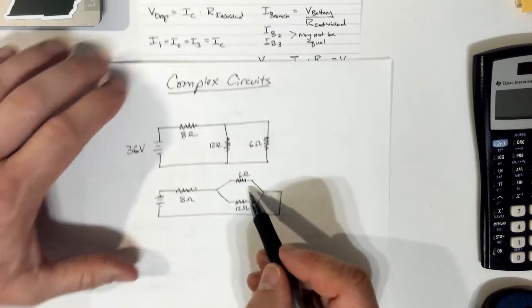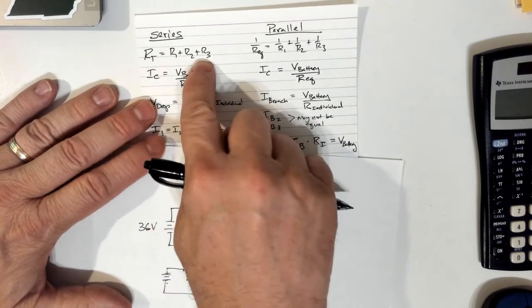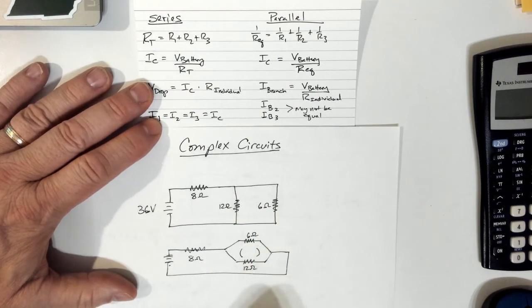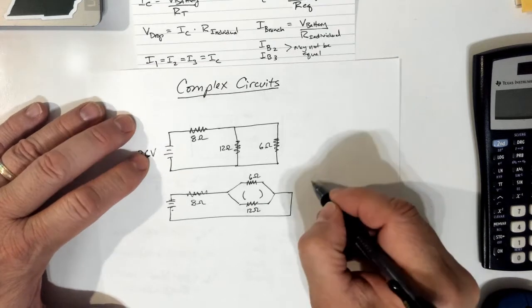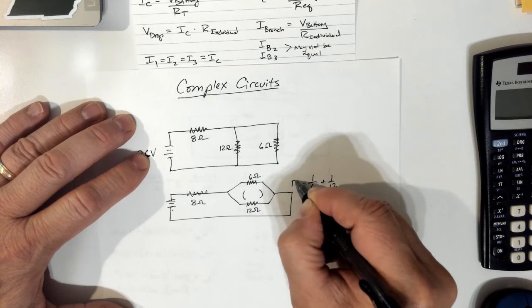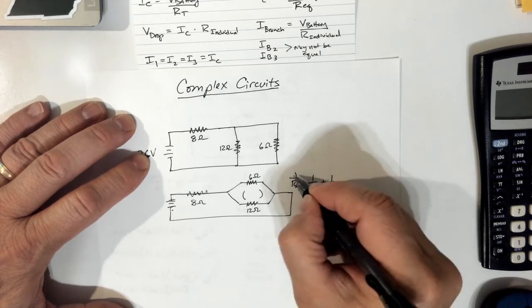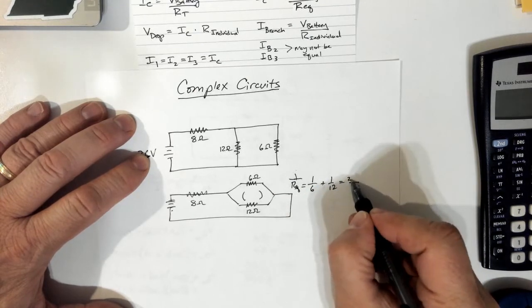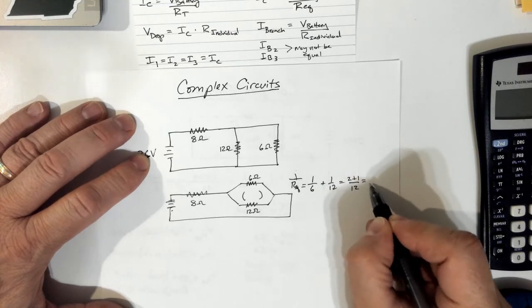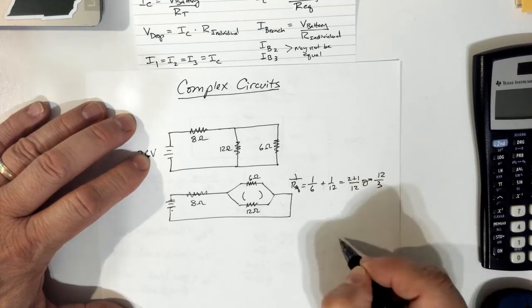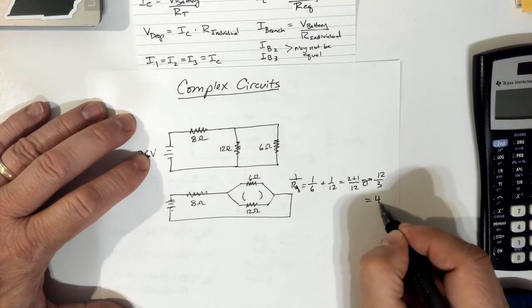So my goal is to find the total in the series, but I can't find the total till I figure out what these two act like. So we're going to go over here to the side. We're going to go 1/6 plus 1/12, because remember that's the equivalent, over 1. So 12 is my denominator. 6 goes into 12 2 times. 12 goes into 12 1 time. Remember, I rotate the numbers upside down, flip them over. I get 12 divided by 3, and so that means that this is 4 ohms.